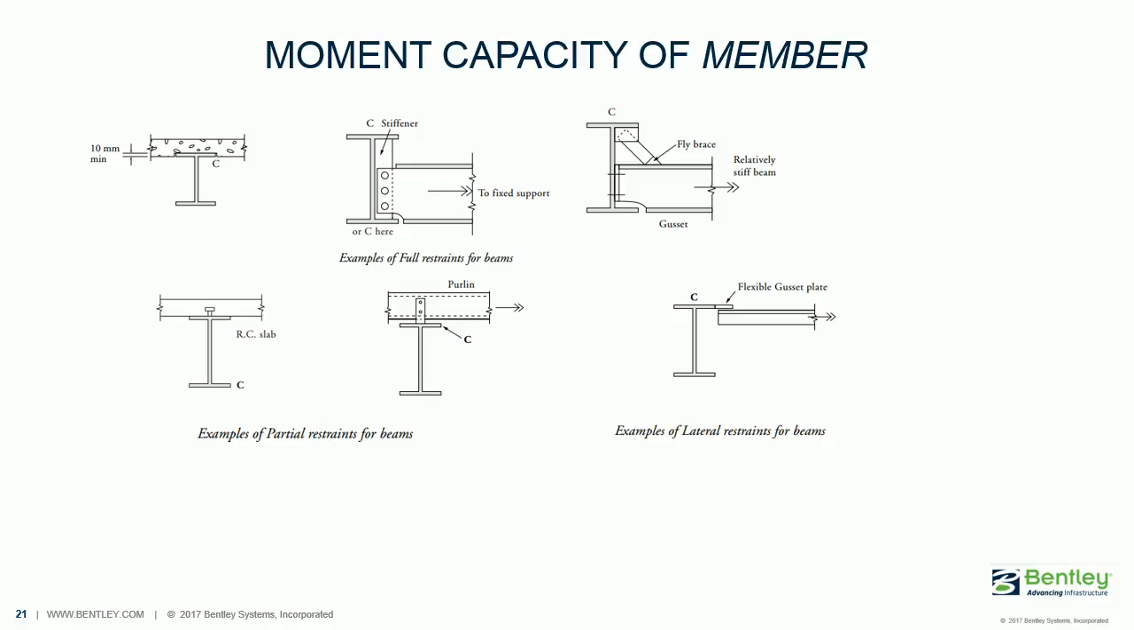So here you can see the C has been denoted as the critical flange. The partially restrained is on the left hand side, and on the right hand side is the purely lateral restrained. We will discuss more on this type of restraint in the forthcoming slides.